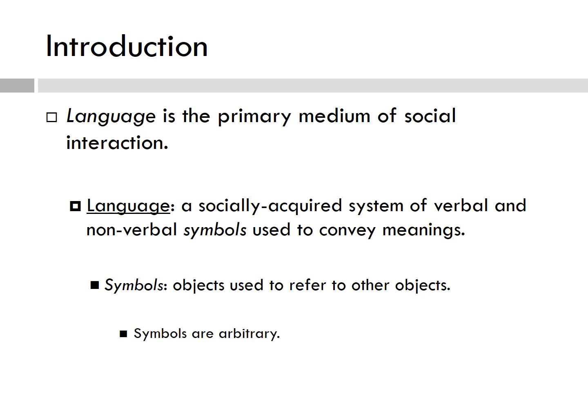This is shown by the fact that different languages use different words to refer to the same object. For example, a piece of furniture with four legs and a flat top in English is table, but in German it's Tisch, and in Spanish it's mesa.